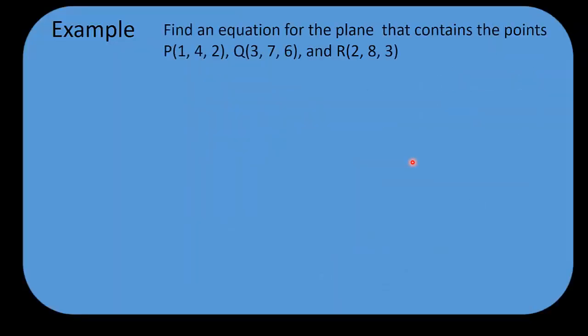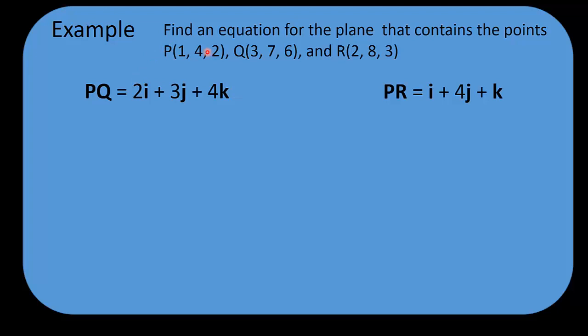Let's find an equation for the plane that contains the points P, Q, and R here. Now, what we need to write an equation for a plane is a point and a normal vector, a point on the plane and a normal vector. Here we're blessed with 3 points, more than what we need, but we don't have a normal vector. We can find one by making vectors out of these 3 points. I'll make a vector PQ. 3 minus 1 is 2, 7 minus 4 is 3, and 6 minus 2 is 4. There's the vector PQ.